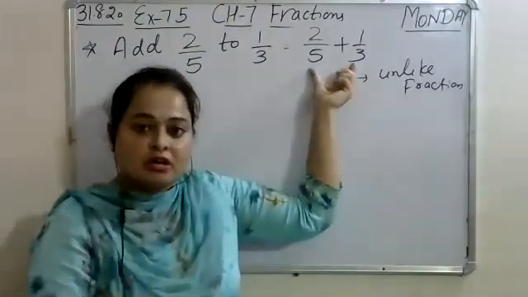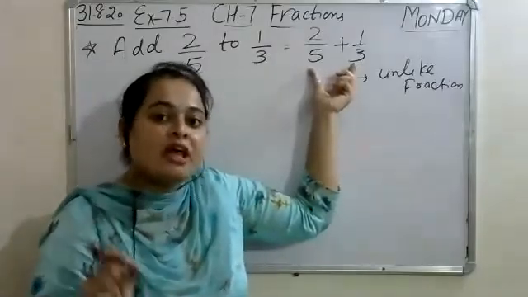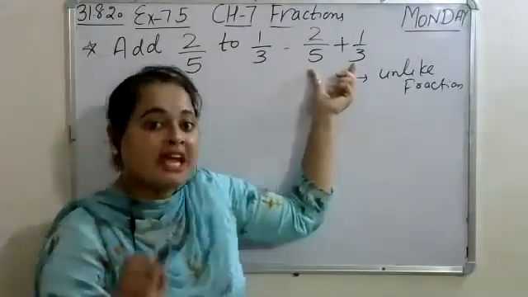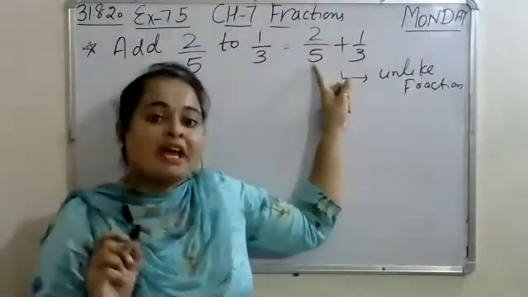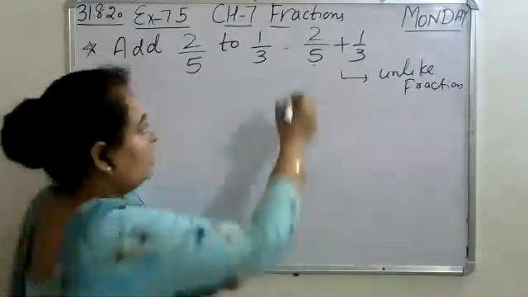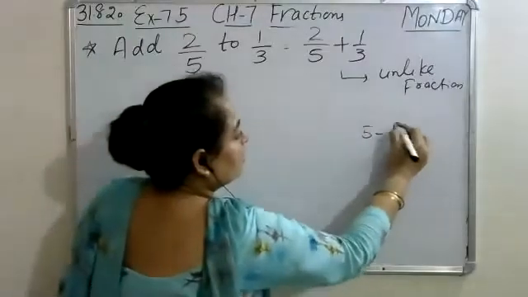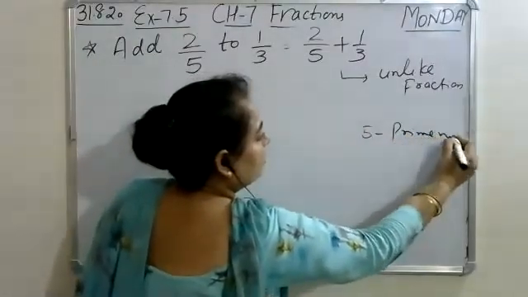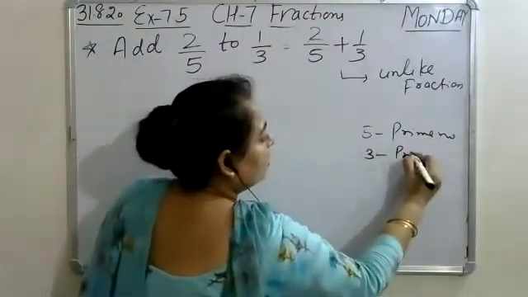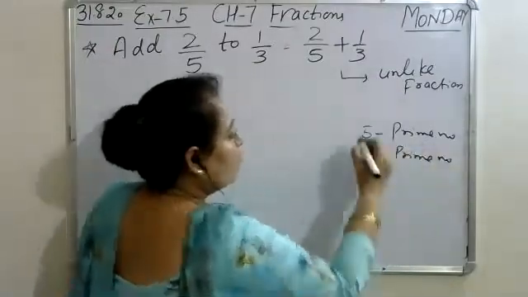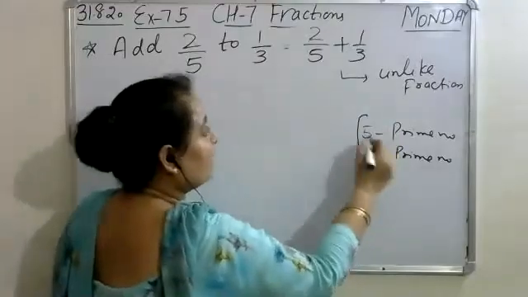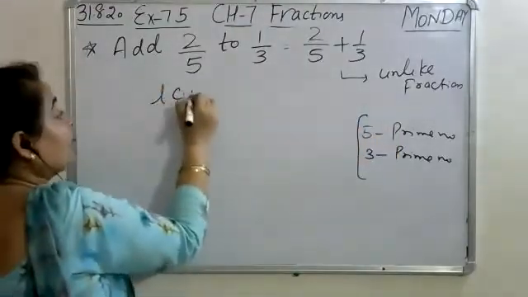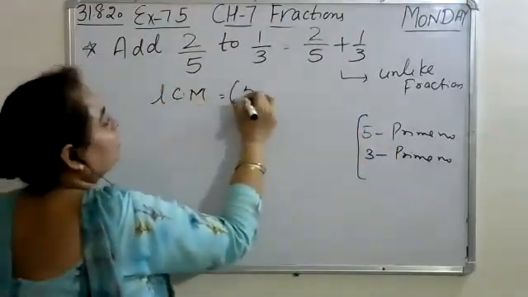And one more thing, I am going to explain one more trick to find the LCM if the denominators are prime. All of you listen to me very carefully. Check the denominators, because we have to find the LCM of the denominators. In fractions, our whole addition and subtraction is based on the denominators. So check. Here 5 is a prime number, and 3 is a prime number. So when the denominators are prime, we can also find the LCM by multiplication.